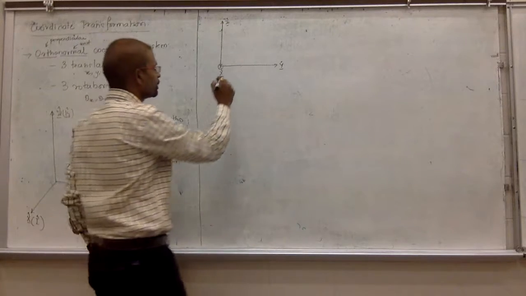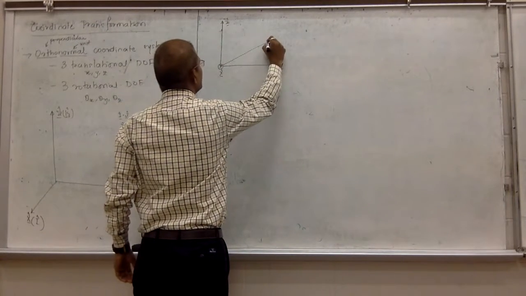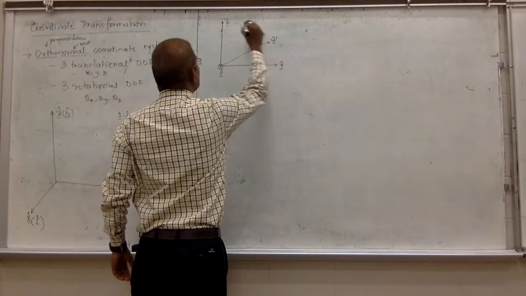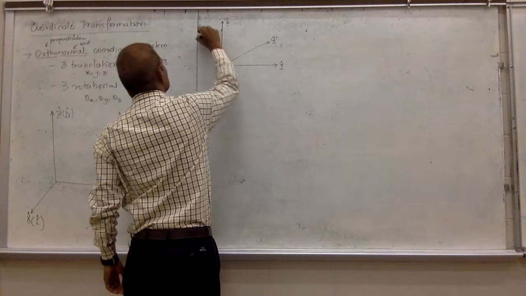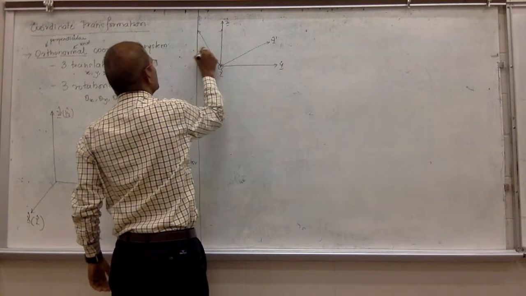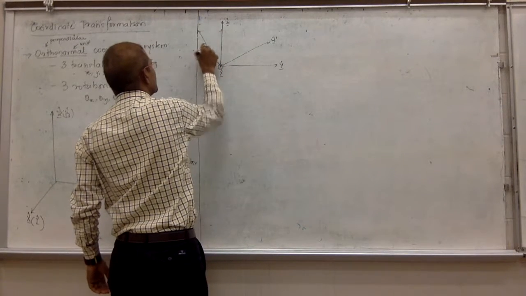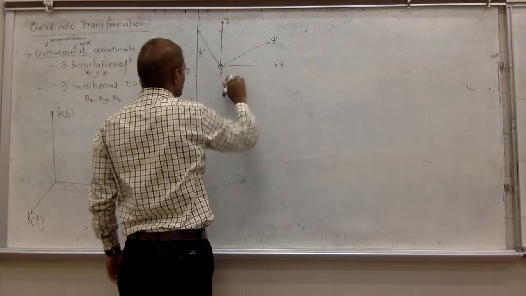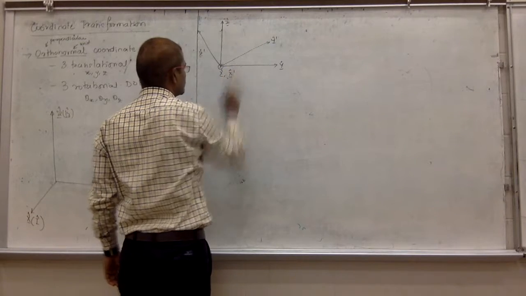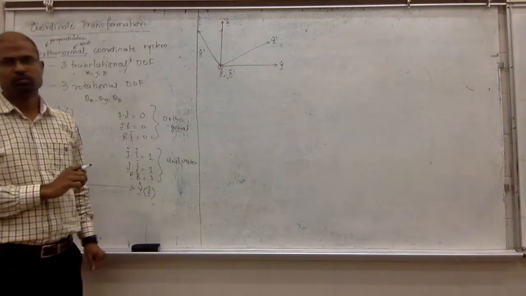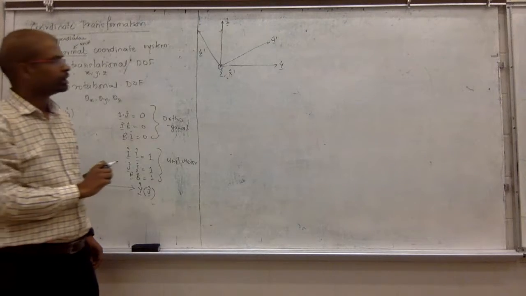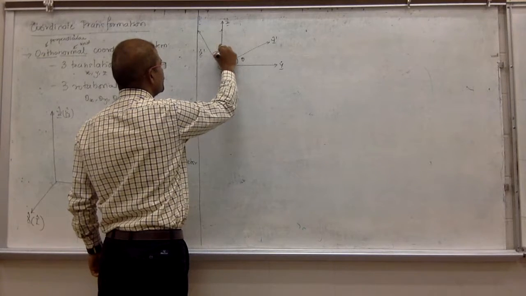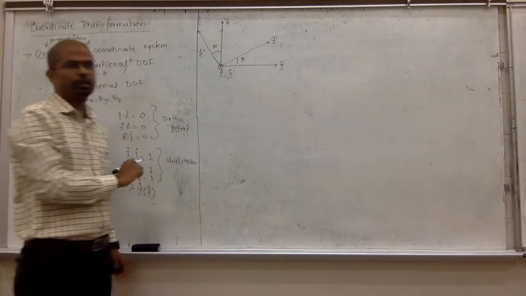Now the new orientation can be defined by Y prime and Z prime, and X would be the same, right? So this is the new orientation. And let's say this angle is theta. This angle would also be theta.